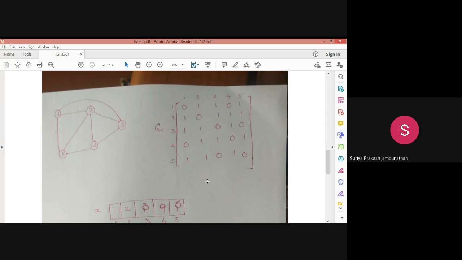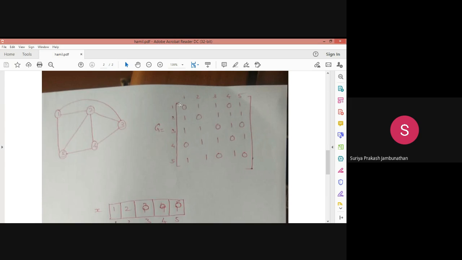Let's see the problem statement. Here we have a graph with 5 nodes: 1, 2, 3, 4, 5. In these 5 nodes we have the connectivity. You can see the rows and columns for the particular graph. We are representing the rows and columns. If there exists any edge, we put 1. If there is no edge, we put 0.